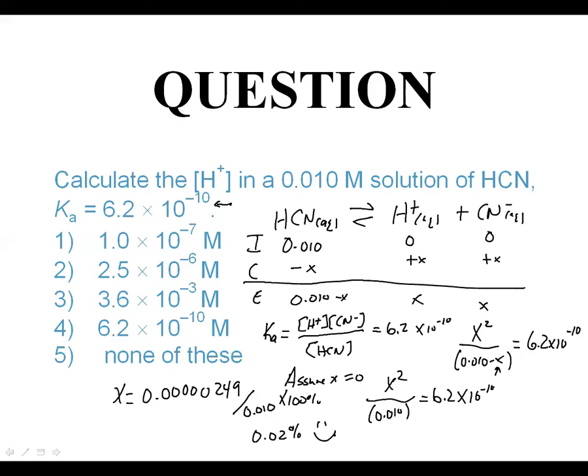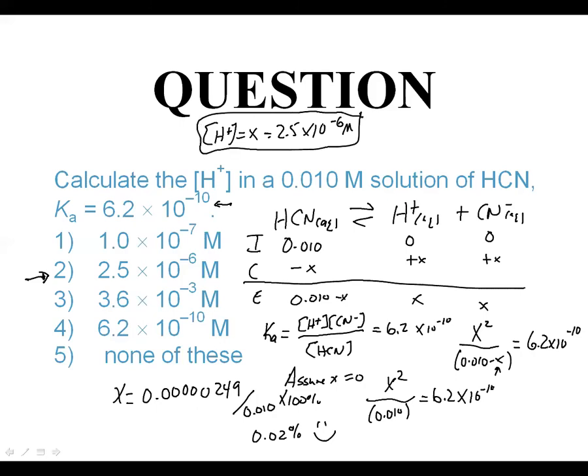Again, if you don't want to do the assumption, you can do the quadratic. You should get the same answer at the end if all the math is right. Since our H plus concentration does equal X, it looks like perhaps this number 2 here on the list would give us 2.5 times 10 to the minus 6 molar.